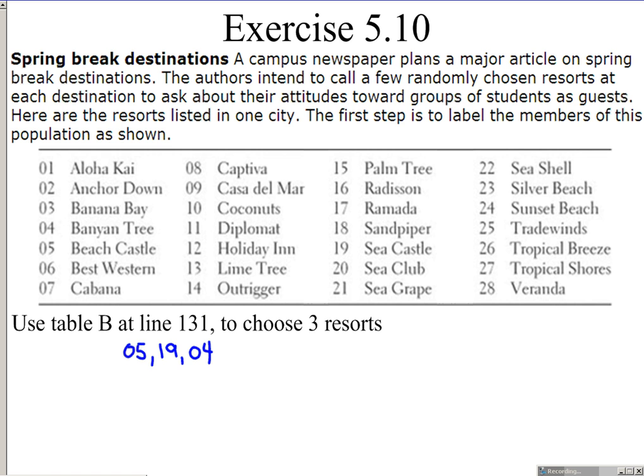So now the actual resorts that are going to be included in our study are Beach Castle, number 19, which is Sea Castle, and number 4, which is Banyan Tree. So those are the 3 resorts that we just randomly selected from those 28.